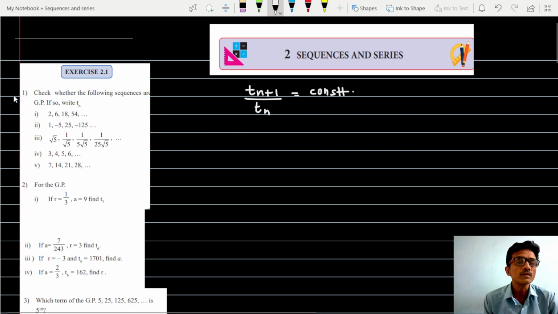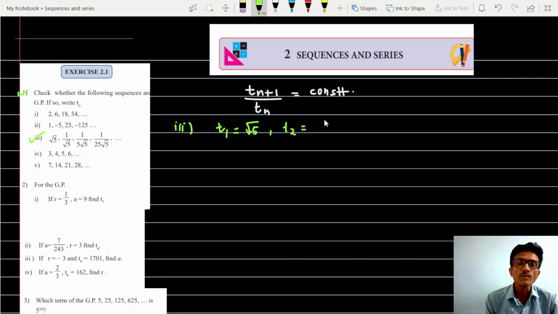Exercise 2.1. See, the first question is what? Check whether the following sequences are in GP or not. So let's take this example number 3. Sub question number 3, we will check whether it is in GP or not. So here T1, first term, is root 5. Then T2, second term, is equal to 1 by root 5. T3, third term, is equal to 1 upon 5 root 5.